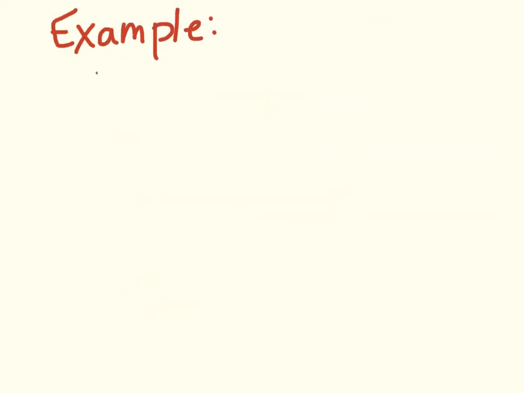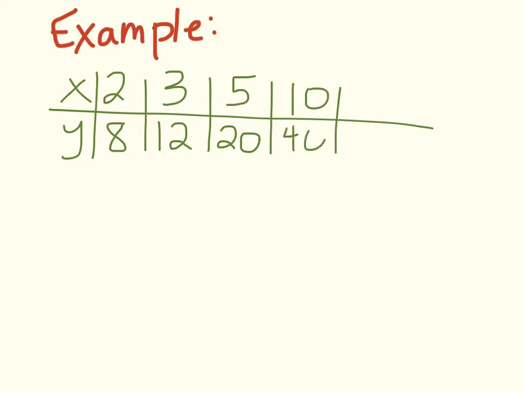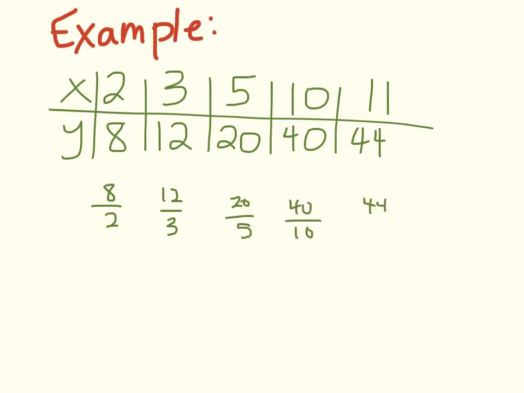An example would be if I have my x's and my y's, and if I have x equals 2 and y equals 8, x equals 3 and y equals 12, x equals 5 and y equals 20, x equals 10 and y equals 40, x equals 11 and y equals 44. The way that I find if this has a constant ratio is I do y over x. So 8 over 2, 12 over 3, 20 over 5, 40 over 10, 44 over 11.